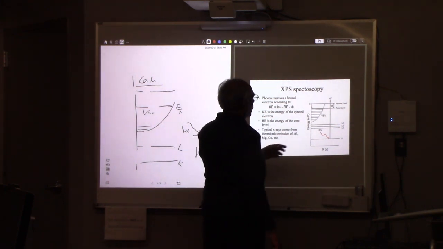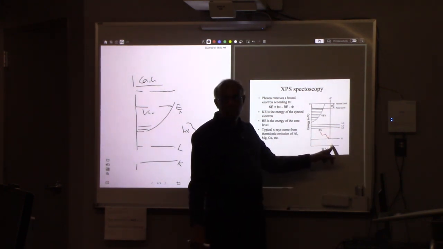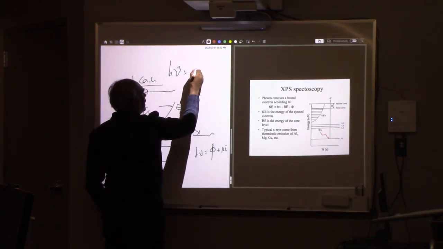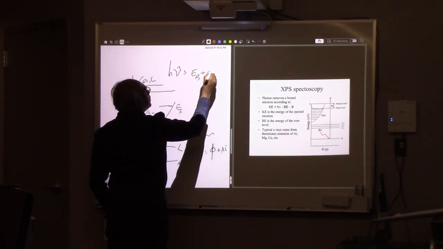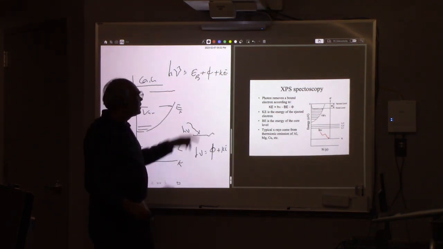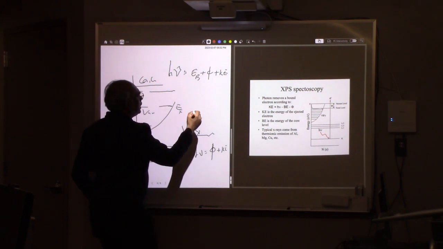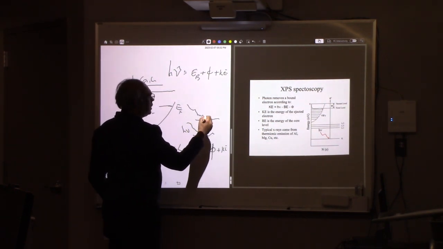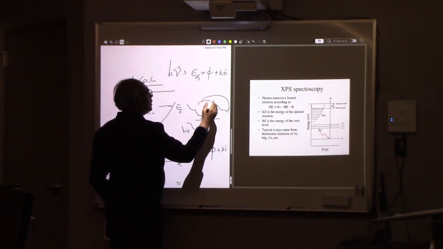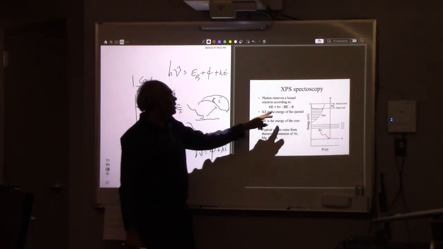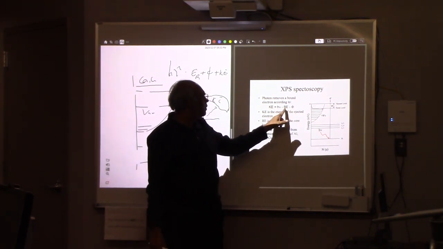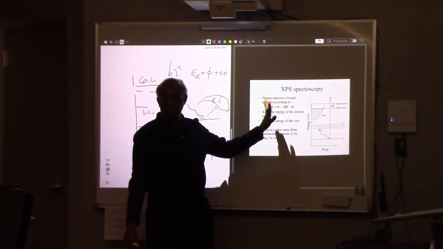But here you have to first overcome the binding energy. That means h nu will be equal to, first it has to overcome the binding energy, then it has to overcome the work function, then the rest will be the kinetic energy. This is the one we are going to measure from this instrument. So we have the X-ray coming here, then the electron coming out, and we are measuring the kinetic energy of that electron. The kinetic energy is given by h nu minus EB, binding energy, minus phi, right? So that's what we are measuring.